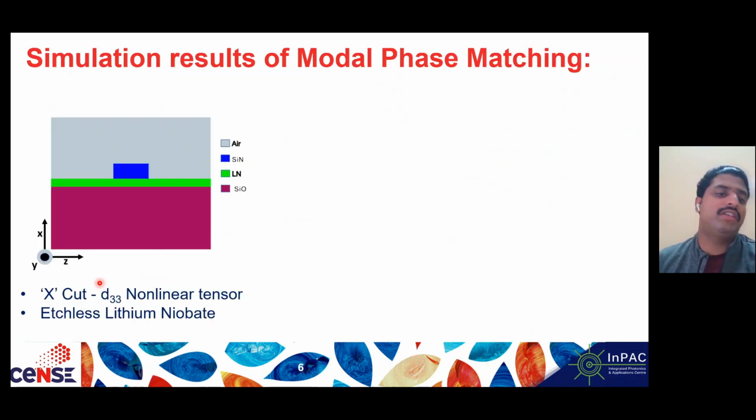So we decided to use X-cut lithium niobate to access this D33 nonlinear tensor, as well as we had loaded silicon nitride on top of lithium niobate so that we do not etch down lithium niobate. Silicon nitride processes are well defined, so this will make the fabrication much easier.